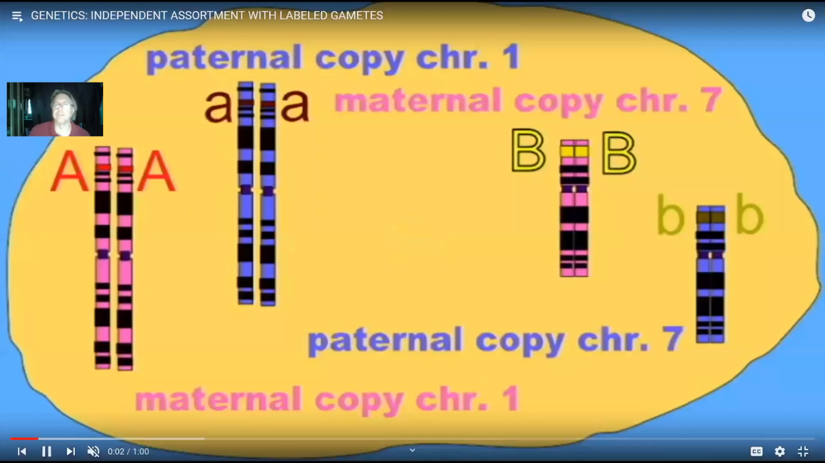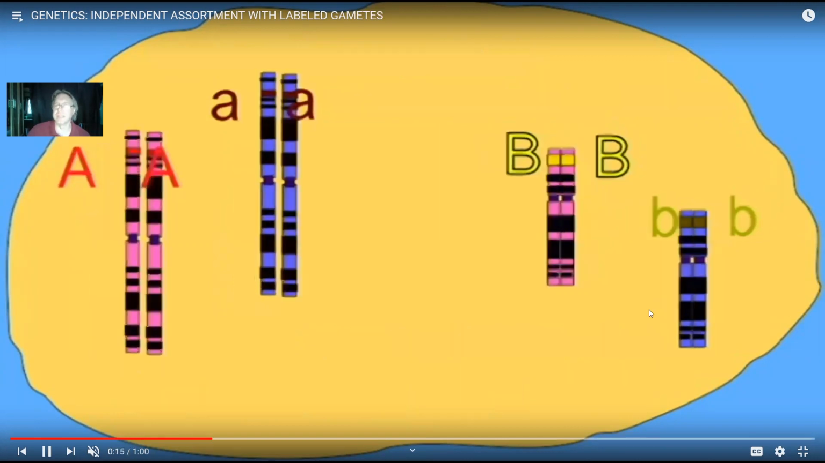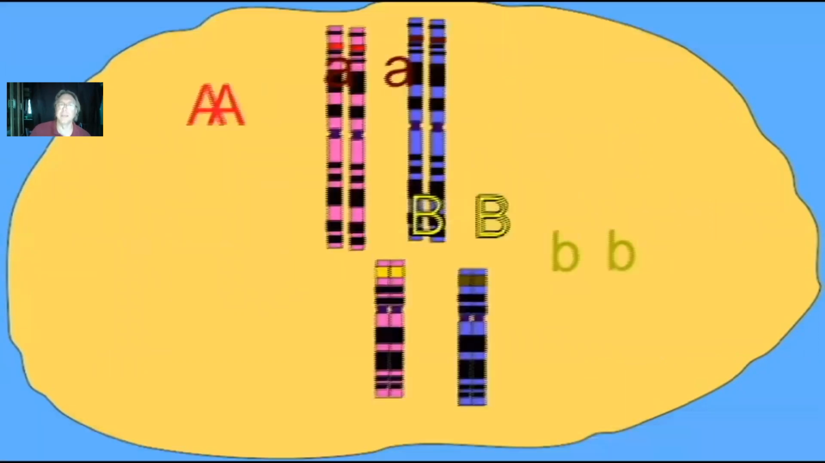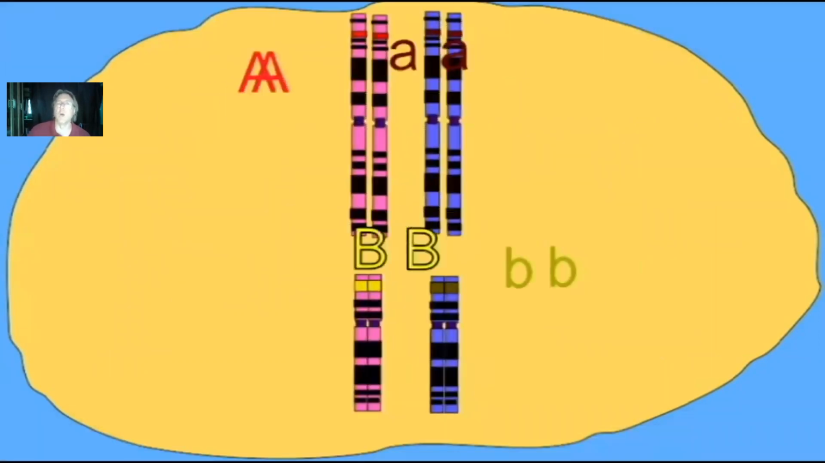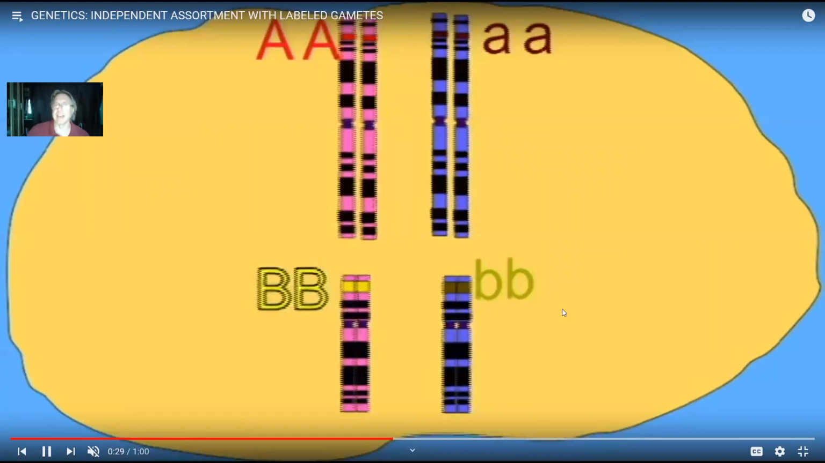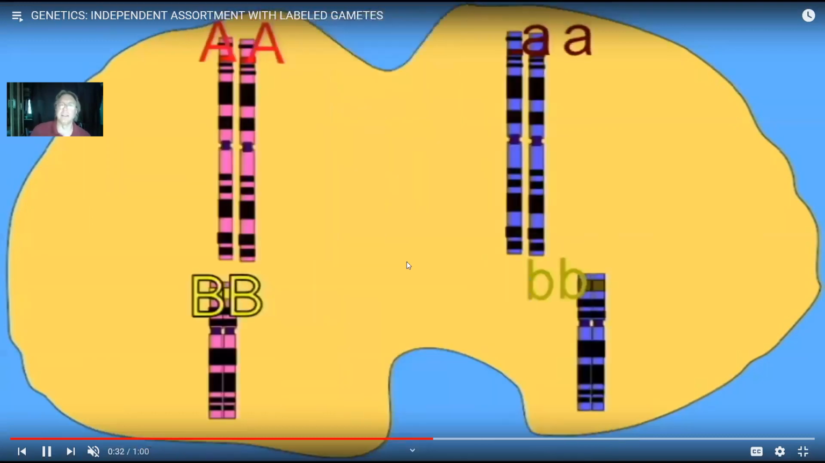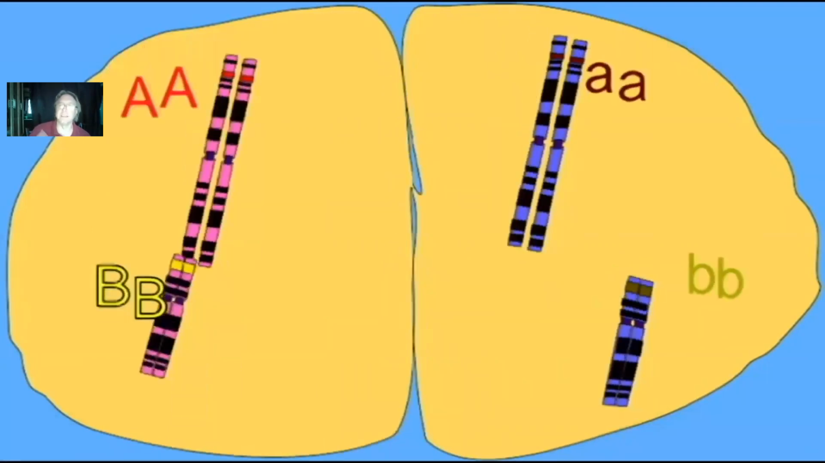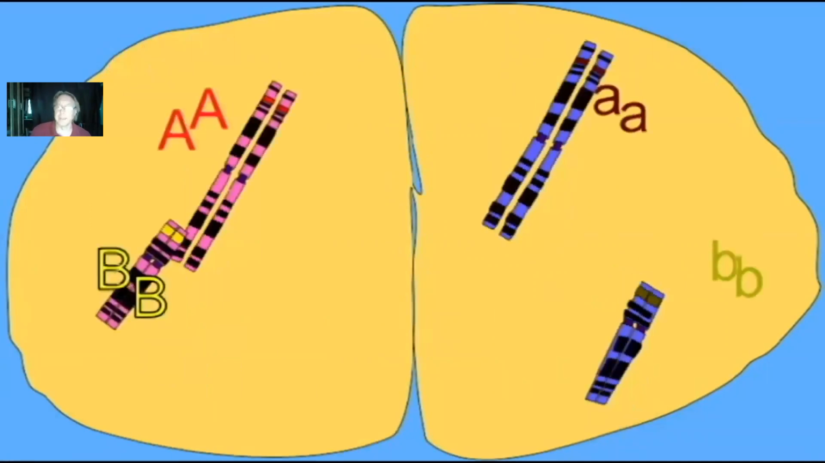So if the A gene was on one chromosome, let's say chromosome 1, and the B gene was on a different chromosome, let's say chromosome 7, the reason that we were getting random combinations of big A, big B, big A, little b, et cetera, was because these chromosomes assort separately. They're not physically attached. So Mendel noticed that the plants that got the dominant A trait didn't always get the dominant B trait. Those traits were assorting independently.